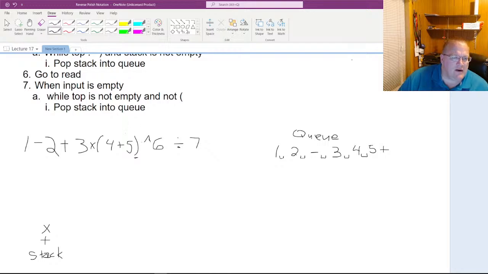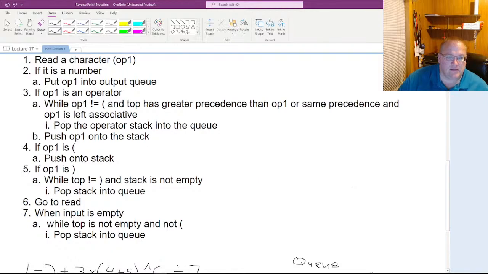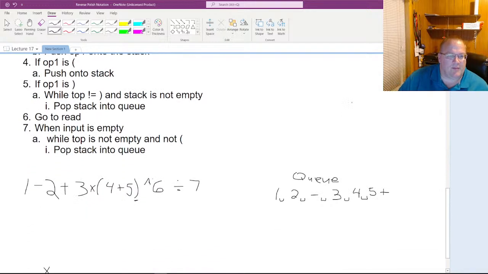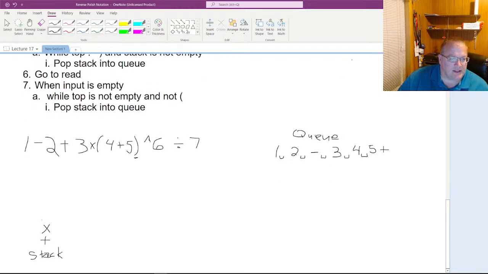Now we read here, this is still left to right, but it has higher precedence. So because this has higher precedence, oh, right, but it doesn't have higher precedence, right? Top does not have higher precedence than up one. So we're just going to put the caret on top of the stack. And then we're going to put a 6.